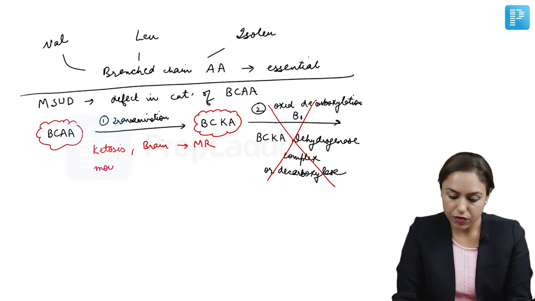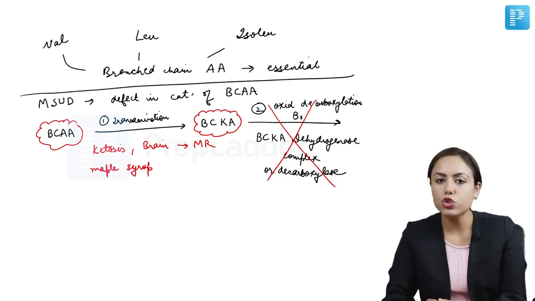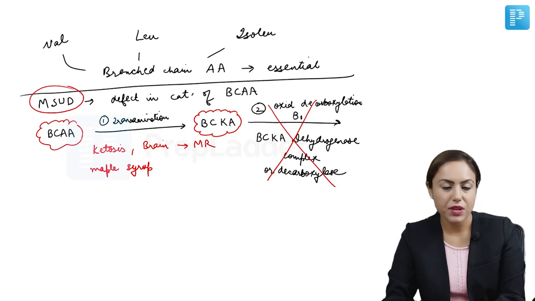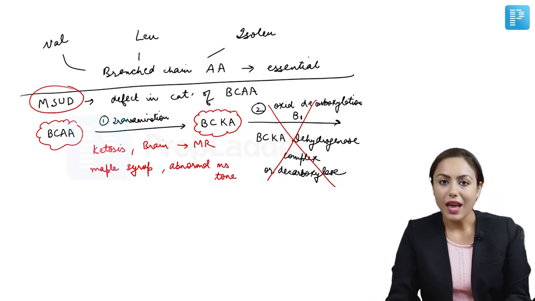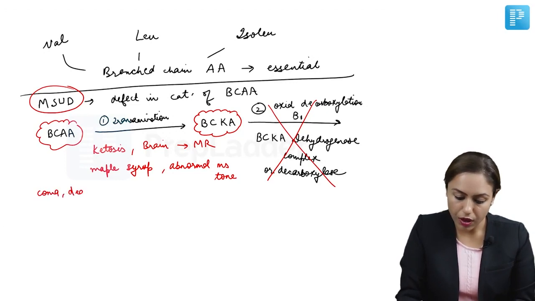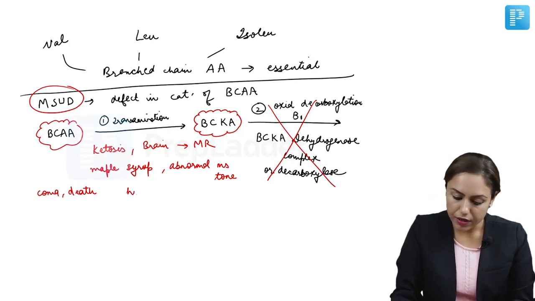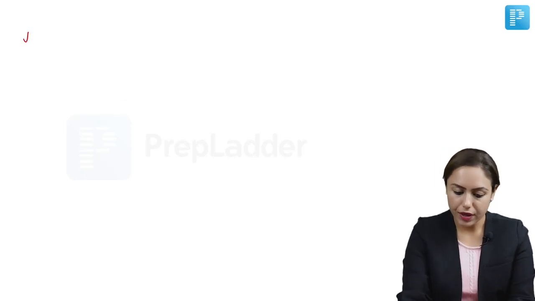And these patients have a maple syrup like odor of urine, or burnt sugar like odor. That's why the disease name is maple syrup urine disease, right? Also, these patients have abnormal muscle tone because the brain is affected, and if not treated, then coma and death can occur. Yes, death can occur due to MSUD, and in fact, this disease has a high mortality rate, right?